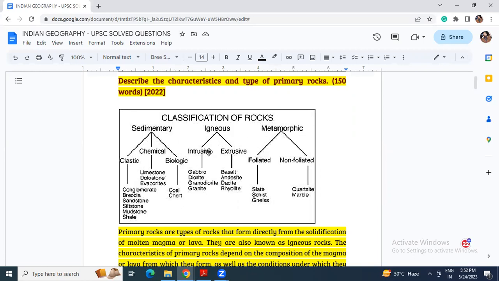Primary rock means igneous rock. They are formed from molten lava or molten magma. So the characteristics of the magma decide the characteristics of the igneous rock. If they are formed on the surface, they are known as extrusive, like basalt, andesite, dacite. And if they are formed slowly, by cooling inside at a great depth, then that is intrusive rock, as for example gabbro, granite.